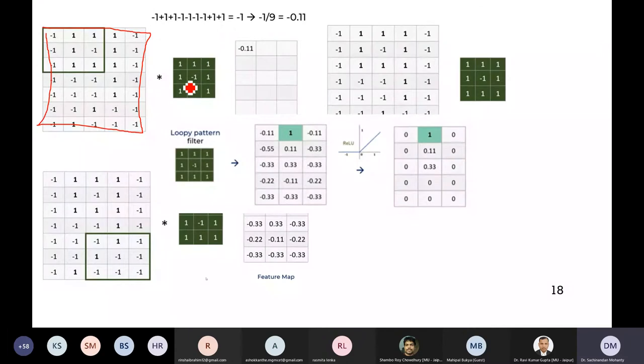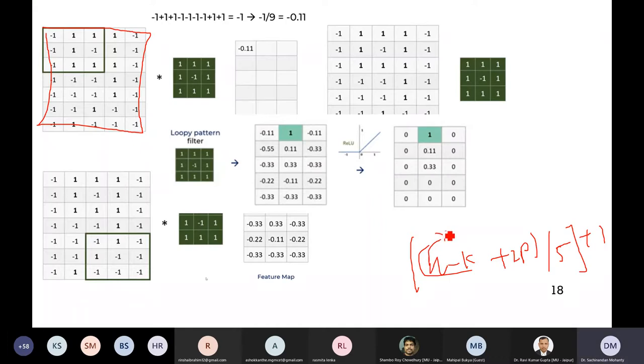So how to define the filter size or the kernel size? The formula is there, so you have to calculate the kernel size. The formula says that (W minus K plus 2P) by S, plus 1. So this W means input volume.